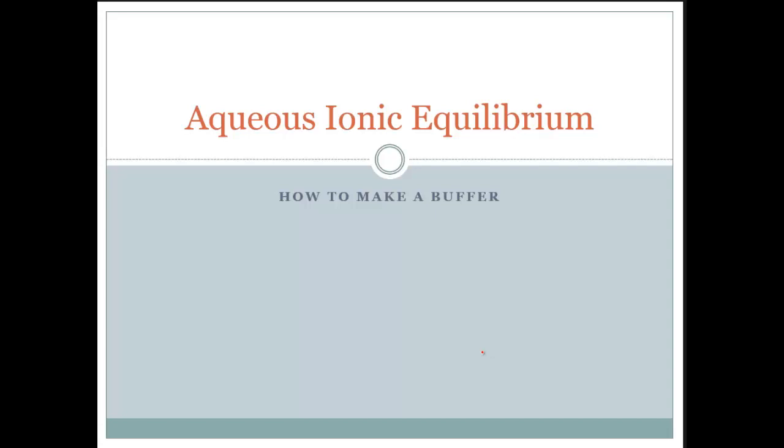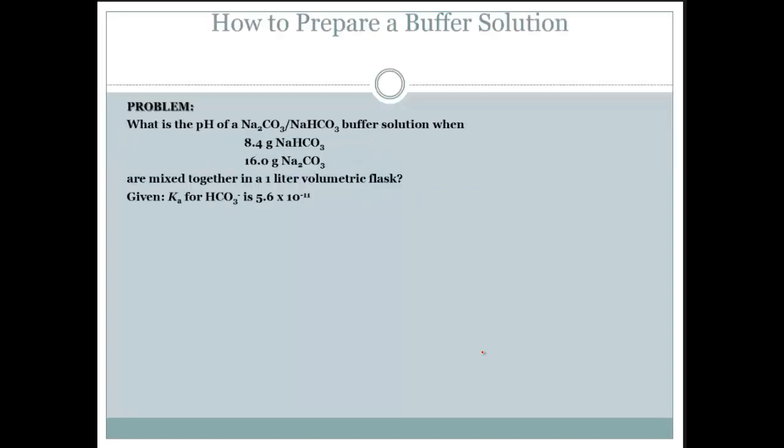In this tutorial, we will be discussing how to make a buffer. So let's try to figure out what the pH would be for a buffer system. What is the pH of sodium carbonate and sodium bicarbonate buffer solution when 8.4 grams of sodium bicarbonate and 16 grams of sodium carbonate are mixed together in a 1 liter volumetric flask? The Ka for bicarbonate is 5.6 times 10 to the negative 11.